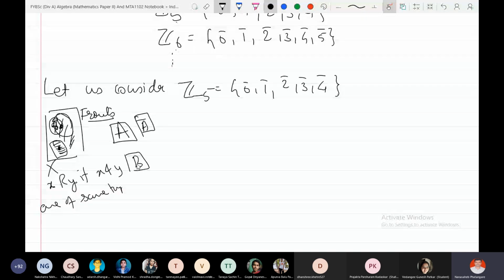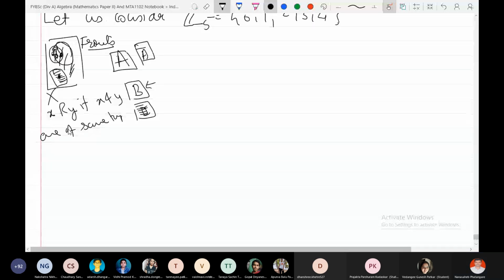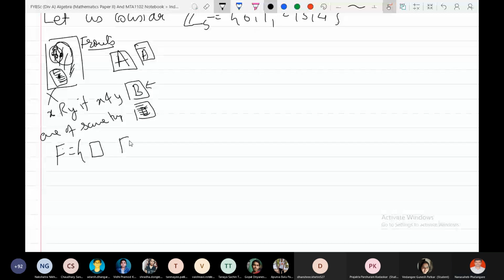B is a class of banana, right? So orange, this is a class of orange. So I will put all oranges in one box. And then what is my new set? My new set is F. And what is my new set? All these boxes. And this is the class of apple, this class of banana, this is the class of orange, and so on.